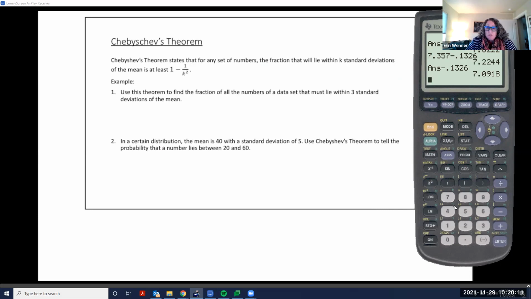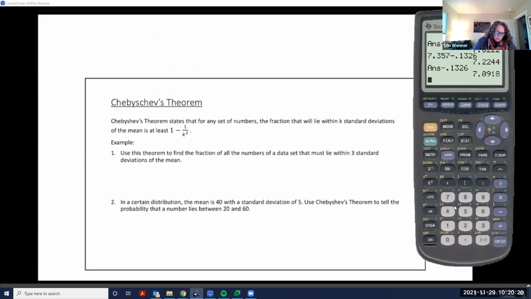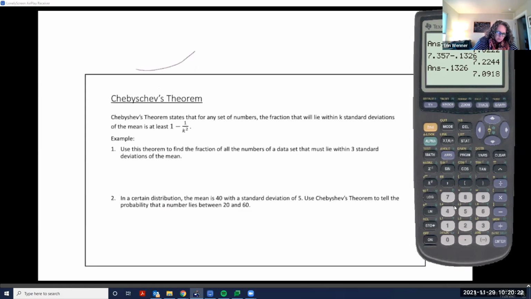Remember, the normal distribution says that most of the data is within 3 standard deviations of the mean. So if we think about the normal distribution, this lovely bell curve, hopefully I can draw a little more smoothly. And in the middle, you have your mean. Then we go out 1 standard deviation on each side, another and another. We have 1 standard deviation, 2 standard deviations, and 3 standard deviations.